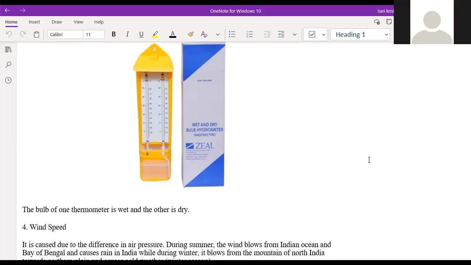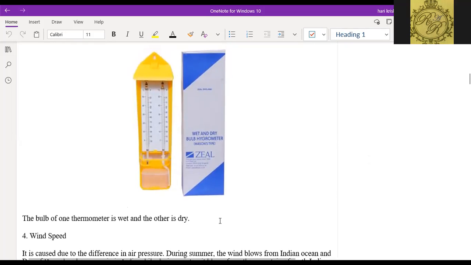Sir, what does bulb mean? This silver-colored part at the bottom of the thermometer, right? Yeah, that's the bulb, which contains mercury or alcohol. Sir, is this a clinical or laboratory thermometer? Clinical thermometers only. Laboratory thermometers are very large. Okay, one minute, I will check the thermometer image.